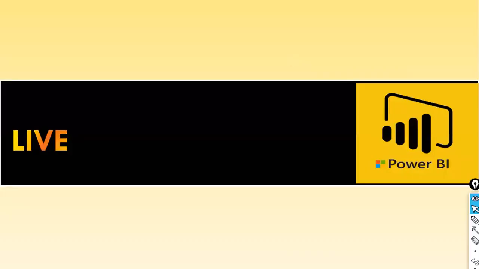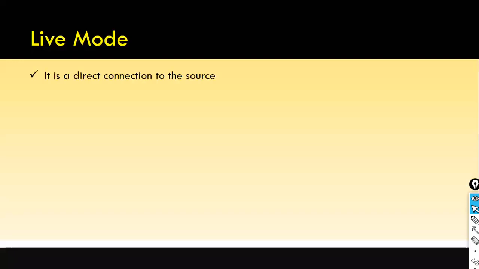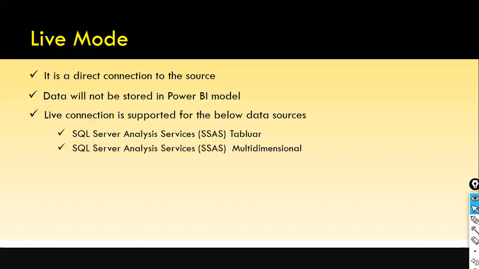So live connection is also a direct connection to your data source, like direct connectivity mode. In the case of live mode, like direct query mode, the data will not be stored in your Power BI model. But the limitation with the live mode is you can use live mode connection only with SSAS tabular, SSAS multidimensional and Power BI service. You cannot use it with any other source system. Only these three source systems are supported in live mode.